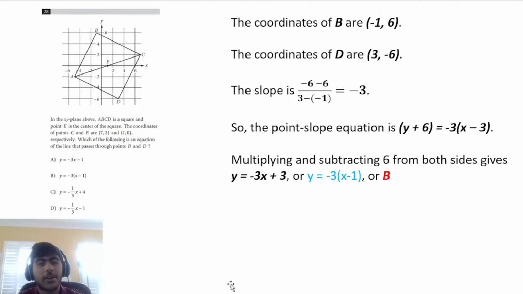Right, so the coordinates of B are -1, 6. The coordinates of D are 3 and 6. The slope is -3. Using the point slope equation, we get y plus 6 equals minus 3 times x minus 3. And we multiply this out, we subtract the 6 from both sides, and we get y equals minus 3x plus 3. Or y equals minus 3 times x minus 1, which is answer choice B.